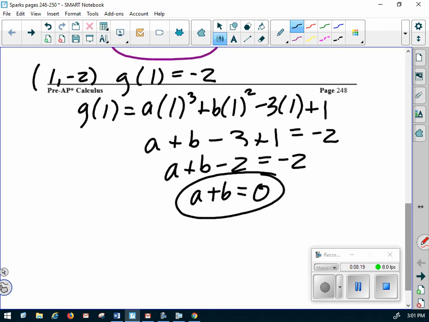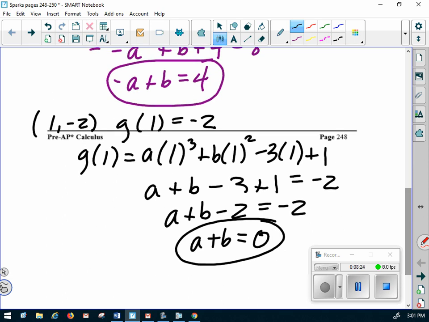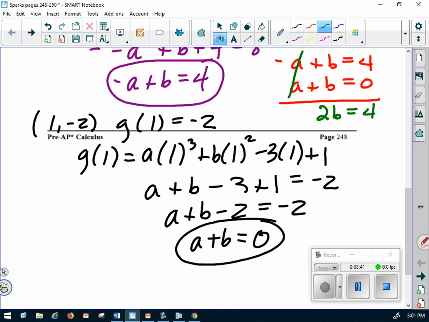Okay, now I have 2 equations and 2 unknowns, so I can solve for a and b. So let's see what I've got here. I've got -a plus b equals 4, and I've got a plus b equals 0. Well, I can just add those 2 equations up, because those add up to give me 0. So I get 2b equals 4, b equals 2. Now, if b equals 2, what does a have to equal? Well, if I substitute it into either one of these equations, a would have to equal -2, wouldn't it?